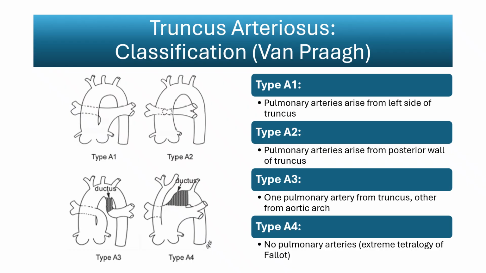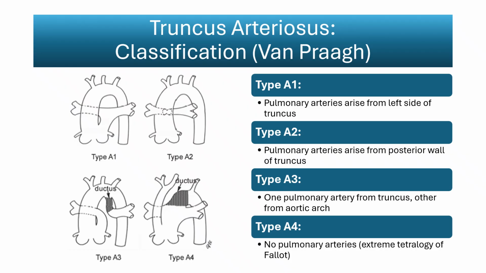The Van Praagh classification organizes Truncus arteriosus based on how the pulmonary arteries originate from the common trunk. In type A1, the pulmonary arteries arise from the left side of the truncal root. In type A2, they arise from the posterior wall of the truncus.